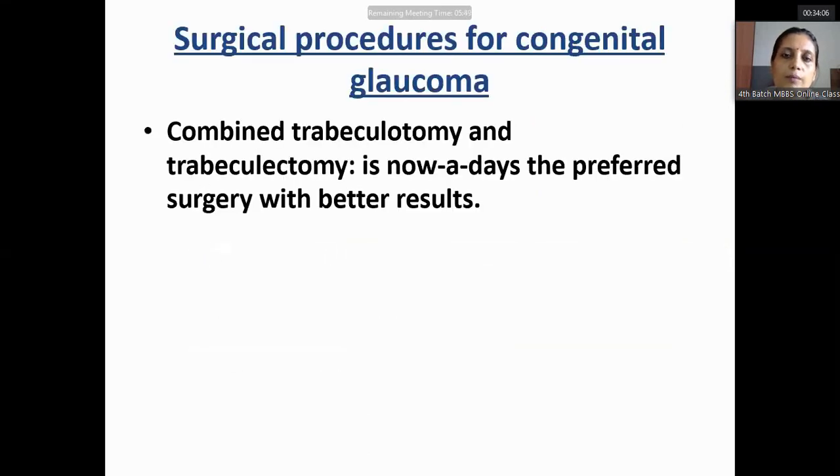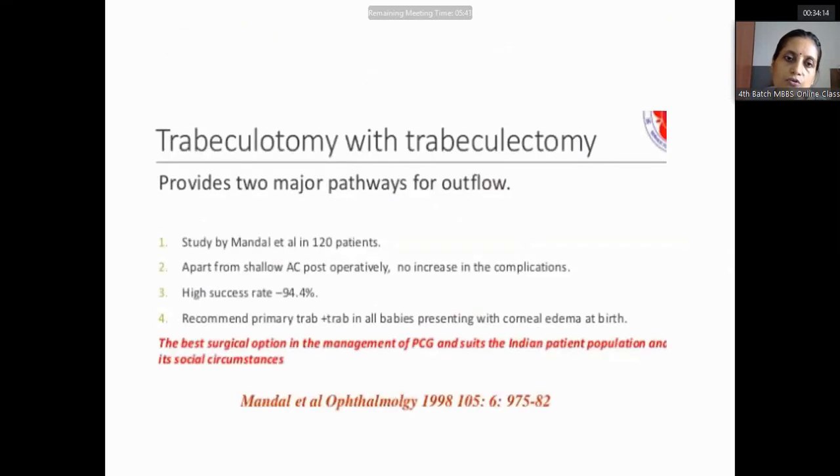So combined trabeculotomy and trabeculectomy is the preferred surgery with the best results. So we nowadays go for this surgery. It provides two pathways for the outflow. There is a study done by Mandal et al., which shows a high success rate of 94.4%.